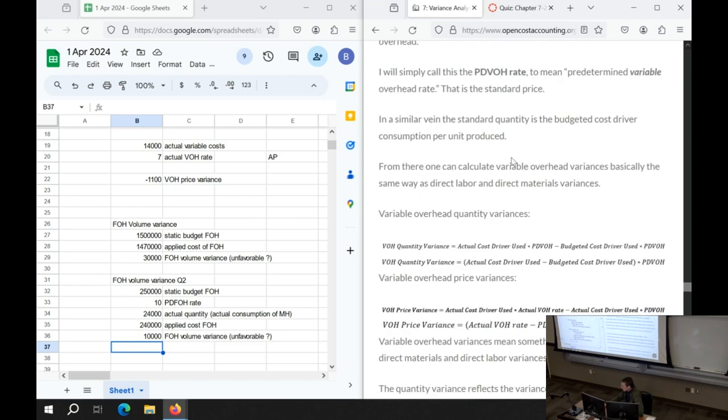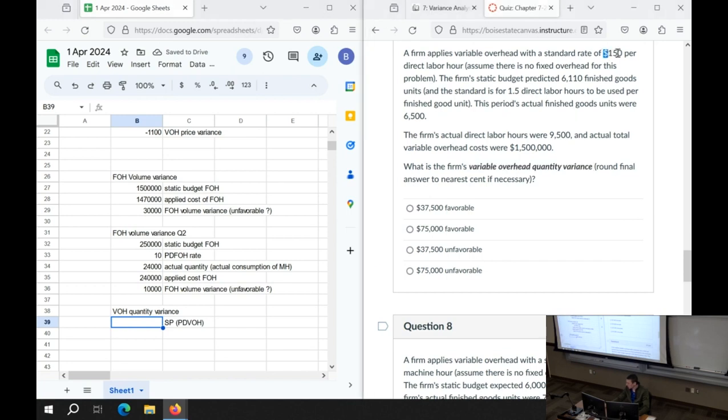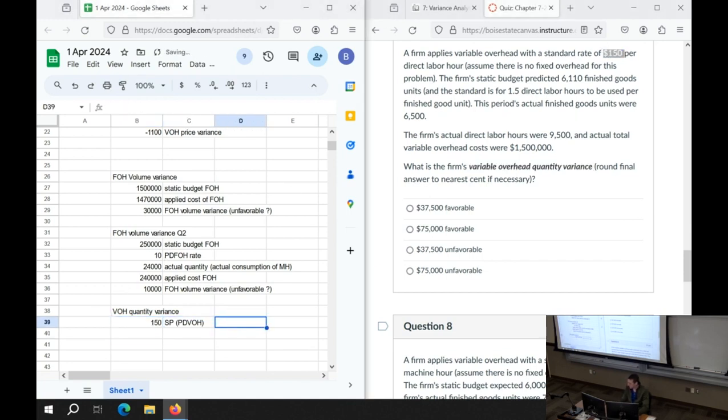So let's go back up here real quick. We're doing the quantity variance. So we just need actual quantity minus budgeted quantity, and the difference of those two multiplied by standard price. So let's write out some of those facts. If it looks confusing to you, start by trying to write out what you can pull out of the question. So I know standard price, PDVOH, because in this case, PDVOH is the same as PDOH. It's all variable overhead, $150. That's per direct labor hour. Okay, great. We need that.